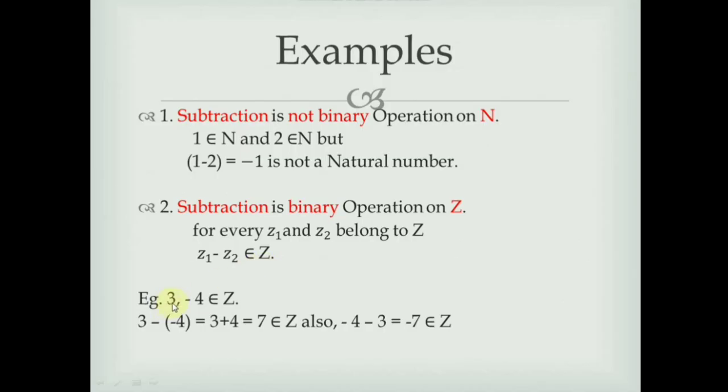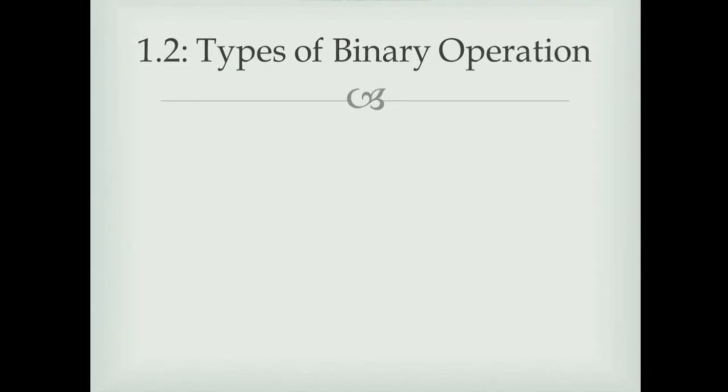Suppose 3 and minus 4 belong to Z. Then 3 minus minus 4 is equal to 3 plus 4, which is 7, and that is an integer. Minus 4 minus 3 is equal to minus 7, which is also an integer. That is, if we take the subtraction of any two integers, it is again an integer. That's why it is a binary operation on the set of integers.